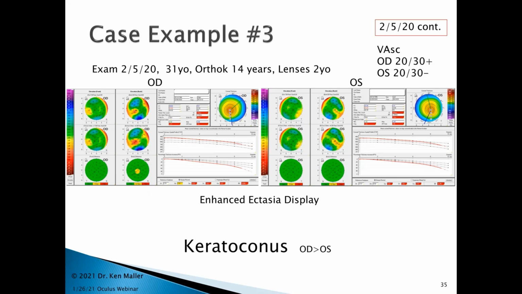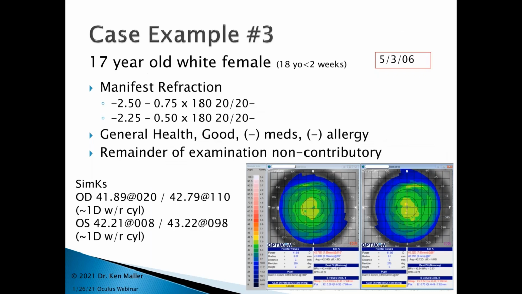And again, just to refresh people's memory, this is what she looked like back in 06. I doubt anyone of us here would have looked at these anterior surface maps and said, oh, well, that looks like keratoconus. So we had a manifest refraction. It was 2.5 diopters. She got to 20/20 minus. She is not an eye rubber. She has no allergies or anything like that. The maps look good. Her simulated Ks are a little on the flat side with 1 diopter with-the-rule cylinder. And it would have been interesting back in 06 to have had rear surface information, but unfortunately I didn't have the Pentacam back then, so I wasn't able to actually take that.